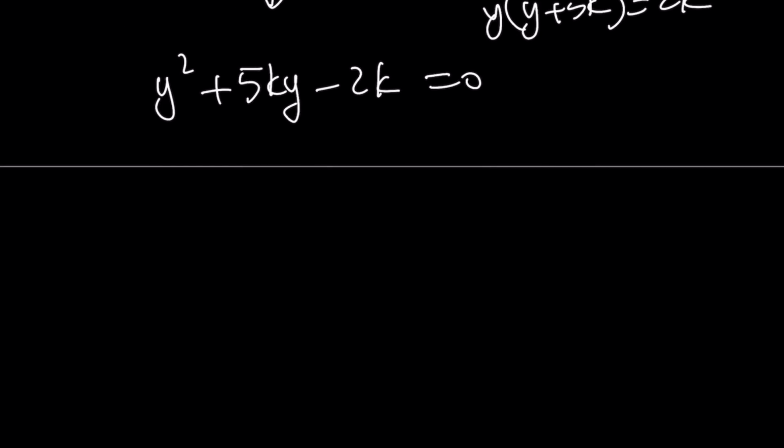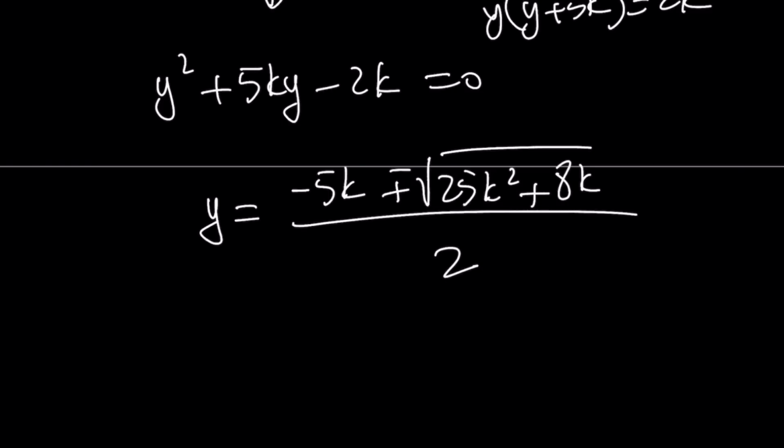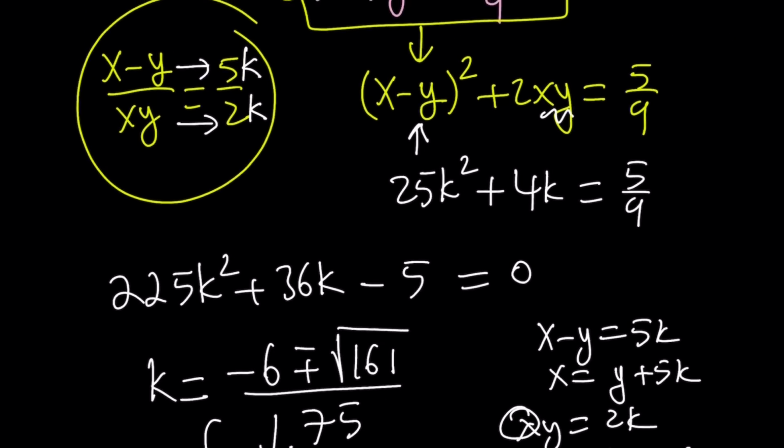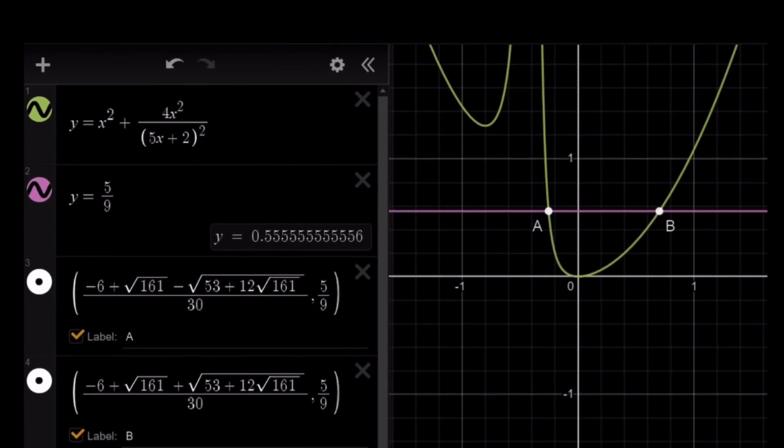But again, if you're trying to solve from here, y would be negative b plus or minus the square root of b squared minus 4ac. That would be minus plus 8k all over 2. And then good luck substituting that into this equation. So in one sense, the second method seems a little easier, but the k value is not very nice. So let's go ahead and take a look at the graph. And those are going to be the solutions that you're getting.